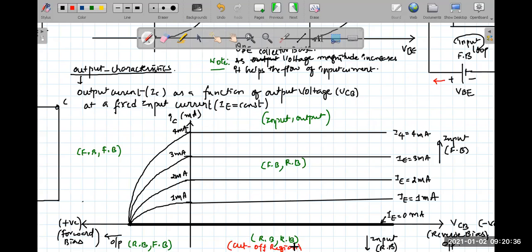Why? Because the device is off. There is no input current. Whenever there is no input current, why will the device function? You have to feed it something so that it will function. So here the input current is zero, and that's the reason why we call it the cut-off region.